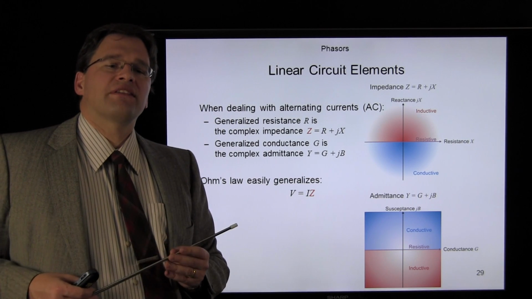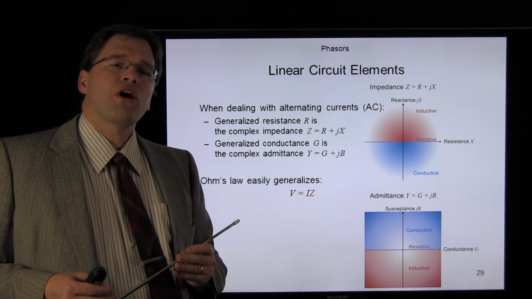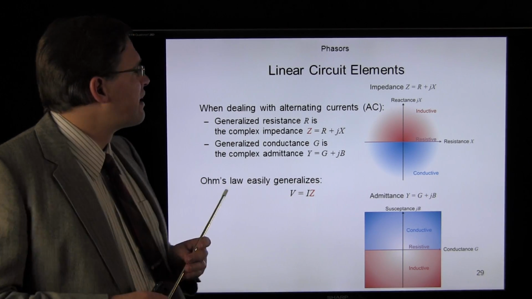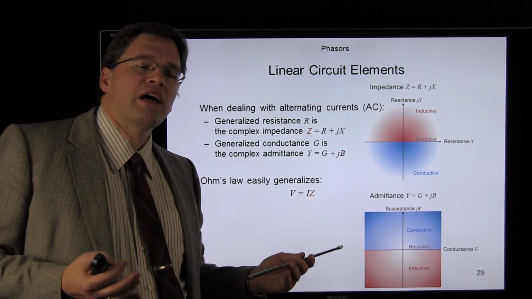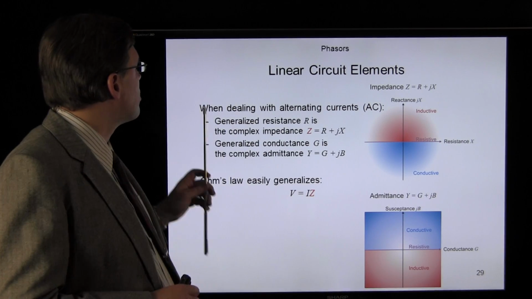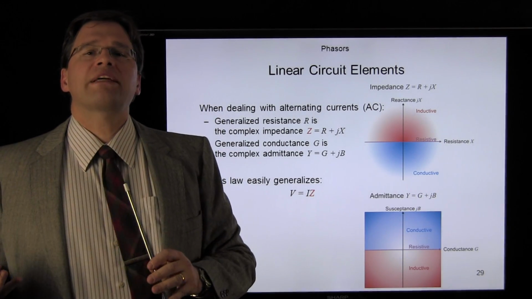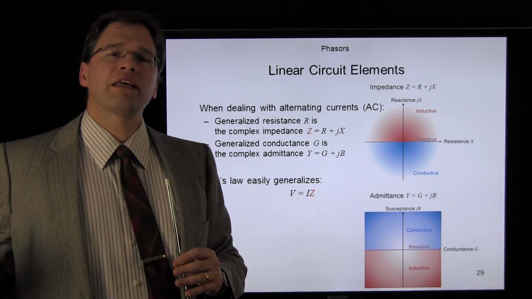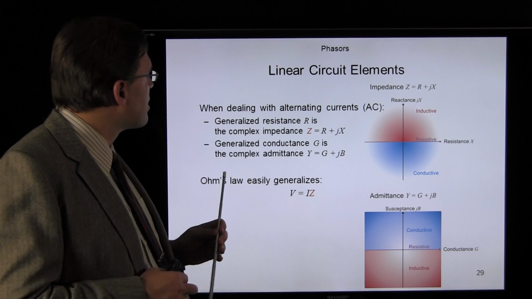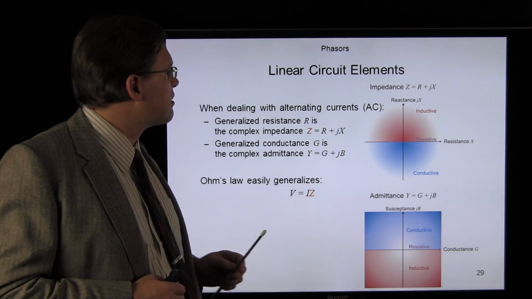So now let's apply this to linear circuits. We're going to be dealing with alternating current, and if we're dealing with alternating current, then we can interpret all of this in terms of complex impedances. So whether we have a resistor, inductor, or capacitor, they all have a complex impedance when we are dealing with alternating current.